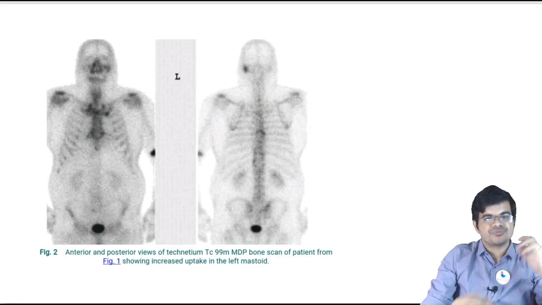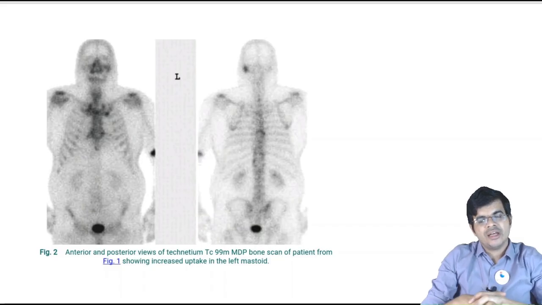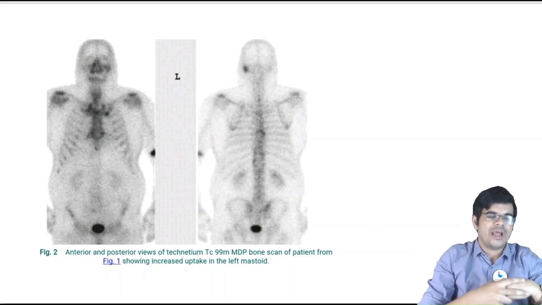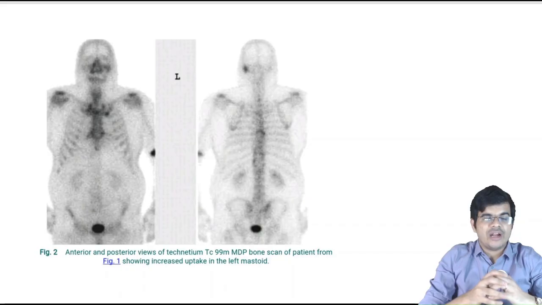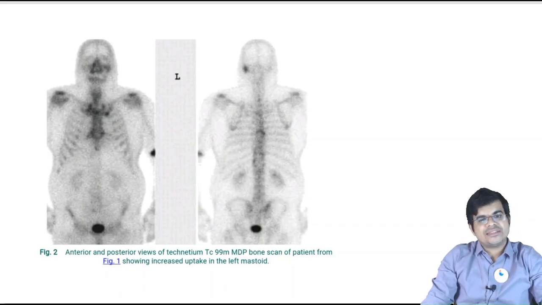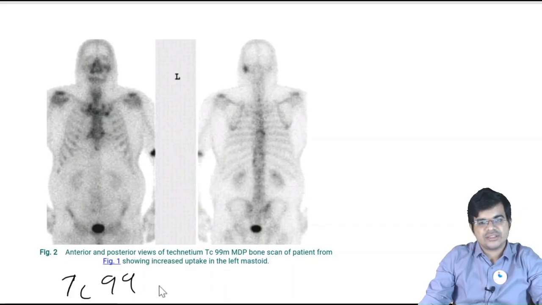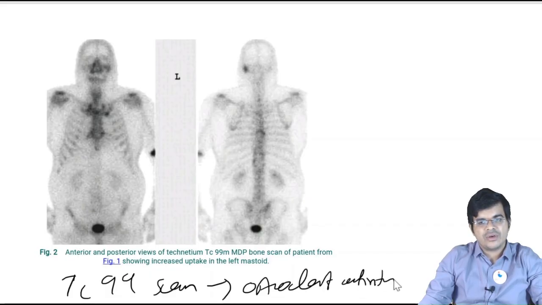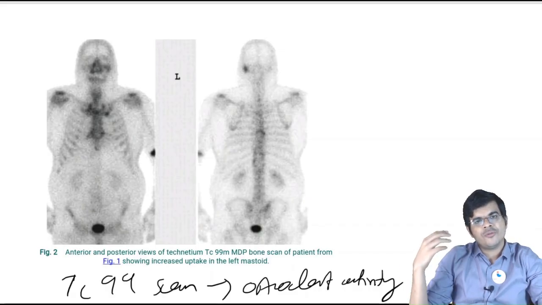Now how will you diagnose this condition? I mean, what is the imaging modality for confirmation of the diagnosis? It is technetium 99 scan that is being used for that. Technetium 99 scan is being used for confirmation of diagnosis, and it detects the osteoclast activity. Okay, because the osteoclast activity is increased in the case of this skull base osteomyelitis.